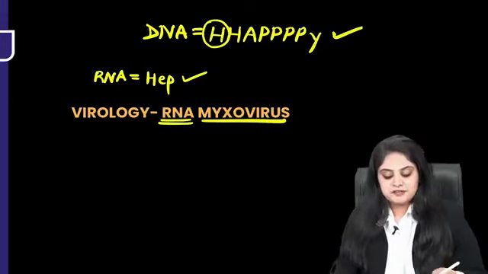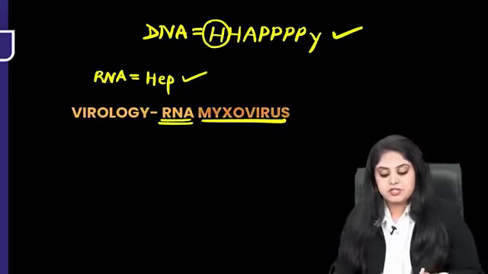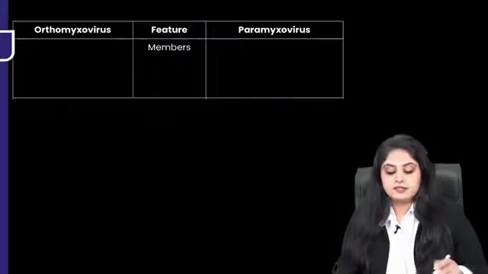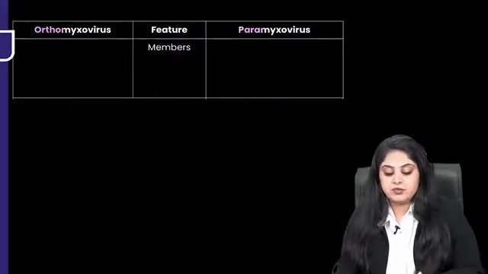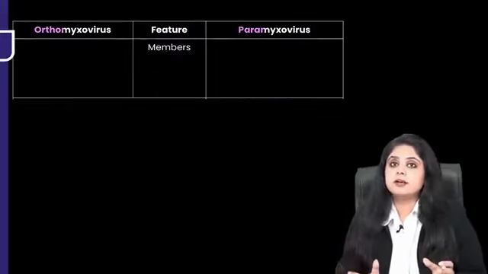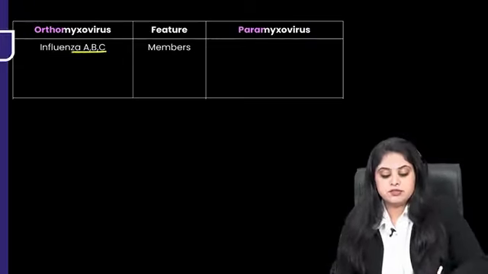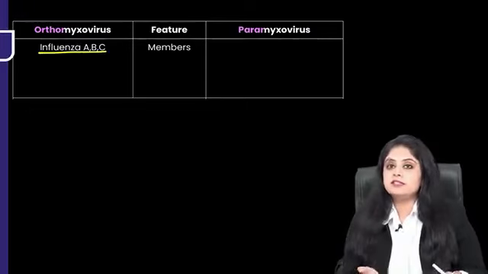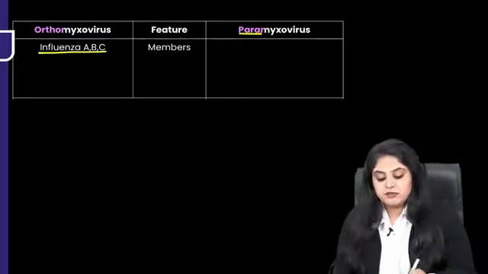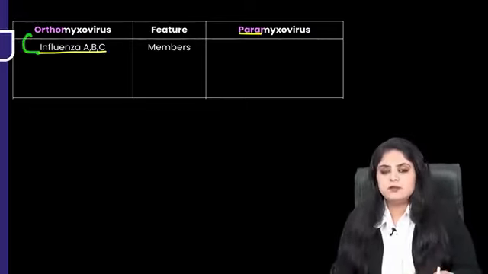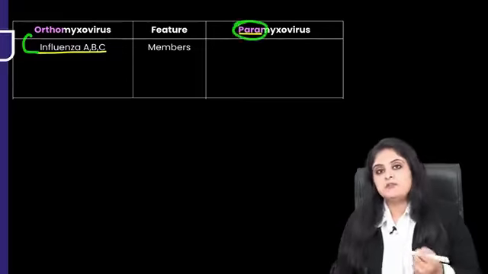So let's begin with the first family. Under Myxoviridae, we actually divided into orthomyxovirus and paramyxovirus. So you should know what members come under each. Orthomyxovirus is the usual influenza that you study about, influenza A, B, and C. Whereas paramyxovirus, of course, if ortho guys had influenza, paramyxo will have parainfluenza.